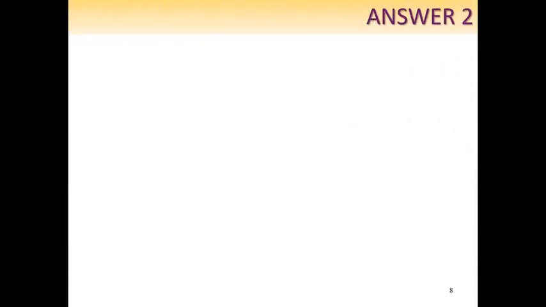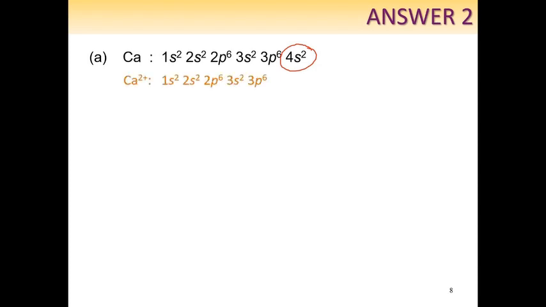Just write the electronic configuration for the calcium atom first, which is 1s2, 2s2, 2p6, 3s2, 3p6, 4s2. To form the calcium 2 plus ion, it needs to lose 2 of its valence electrons, which are from 4s2. And now the configuration will become 1s2, 2s2, 2p6, 3s2, 3p6. And now it has achieved a stable octet configuration.